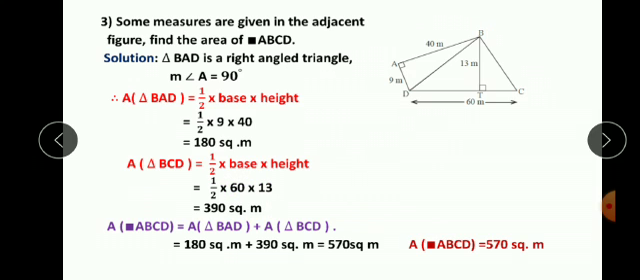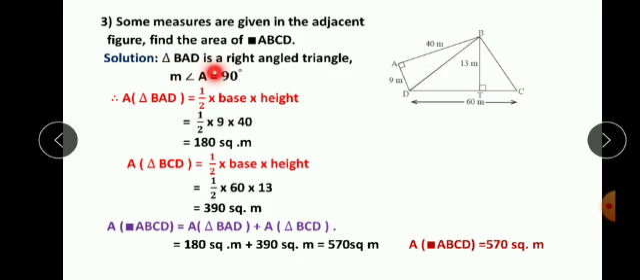Now let us see the third example. Some measures are given in the adjacent figure. Find the area of quadrilateral ABCD. So first of all, we will see one by one. How many triangles are there? This is one triangle, and another triangle we will take this. So it is a 90-degree angle. Measure of angle A is 90 degree. So we can find the area of this triangle.